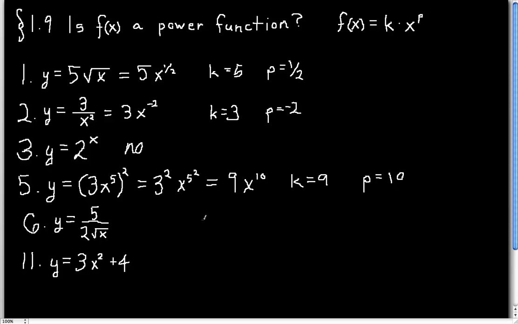Okay, a couple more. What about number 6? You might be able to infer from a couple of examples we've just done that this is a power function. And why is that? Well, first of all, the square root of x is no different, just like in example 1, from x to the 1/2. So step 1, you might say, is we can write this as 5 over 2 times x to the 1/2.